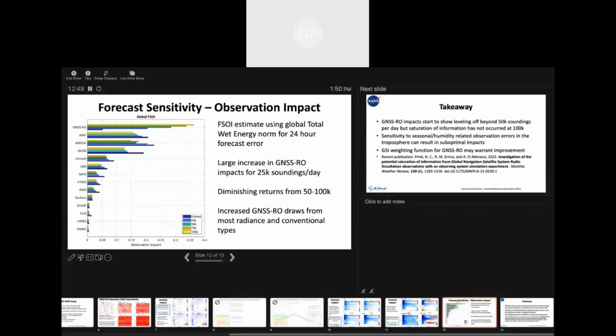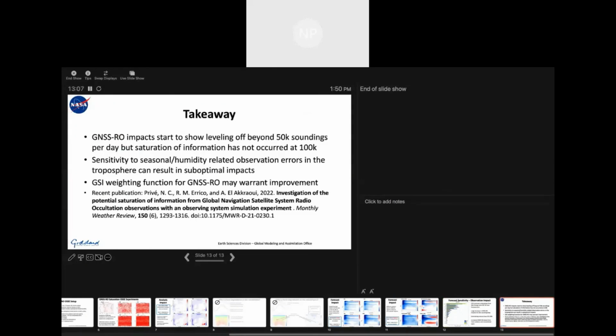As you keep increasing the count of the RO, you do get more impact, but you can see there's a reduction. You get a really big jump in the impact going to 25K, and then a smaller jump going to 50K, and then smaller and smaller. So there definitely seems to be a diminishing return, especially above 50,000 additional RO per day. Our quick takeaway here is that we do see a tendency to level off in the impacts once you get past 50,000 RO data.